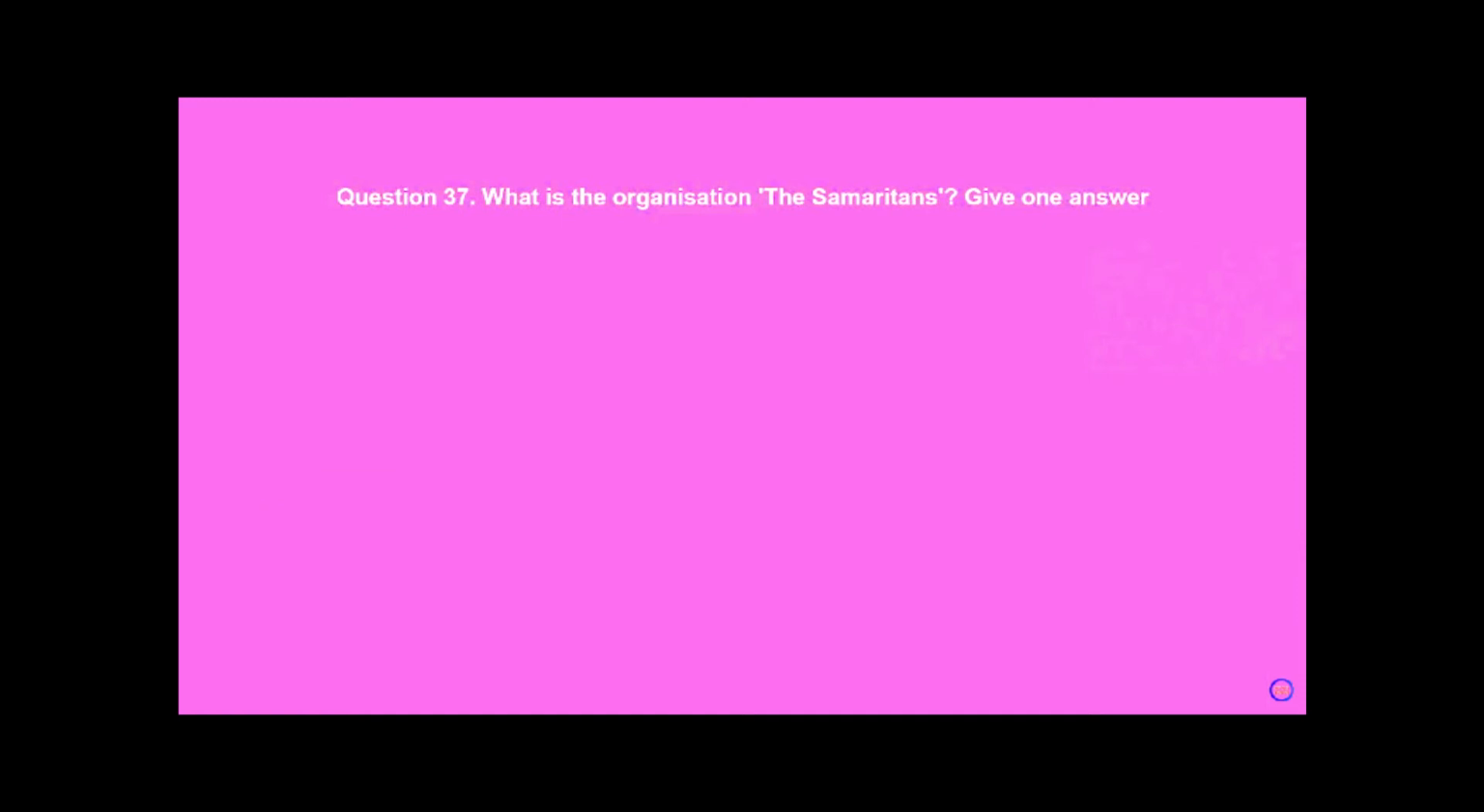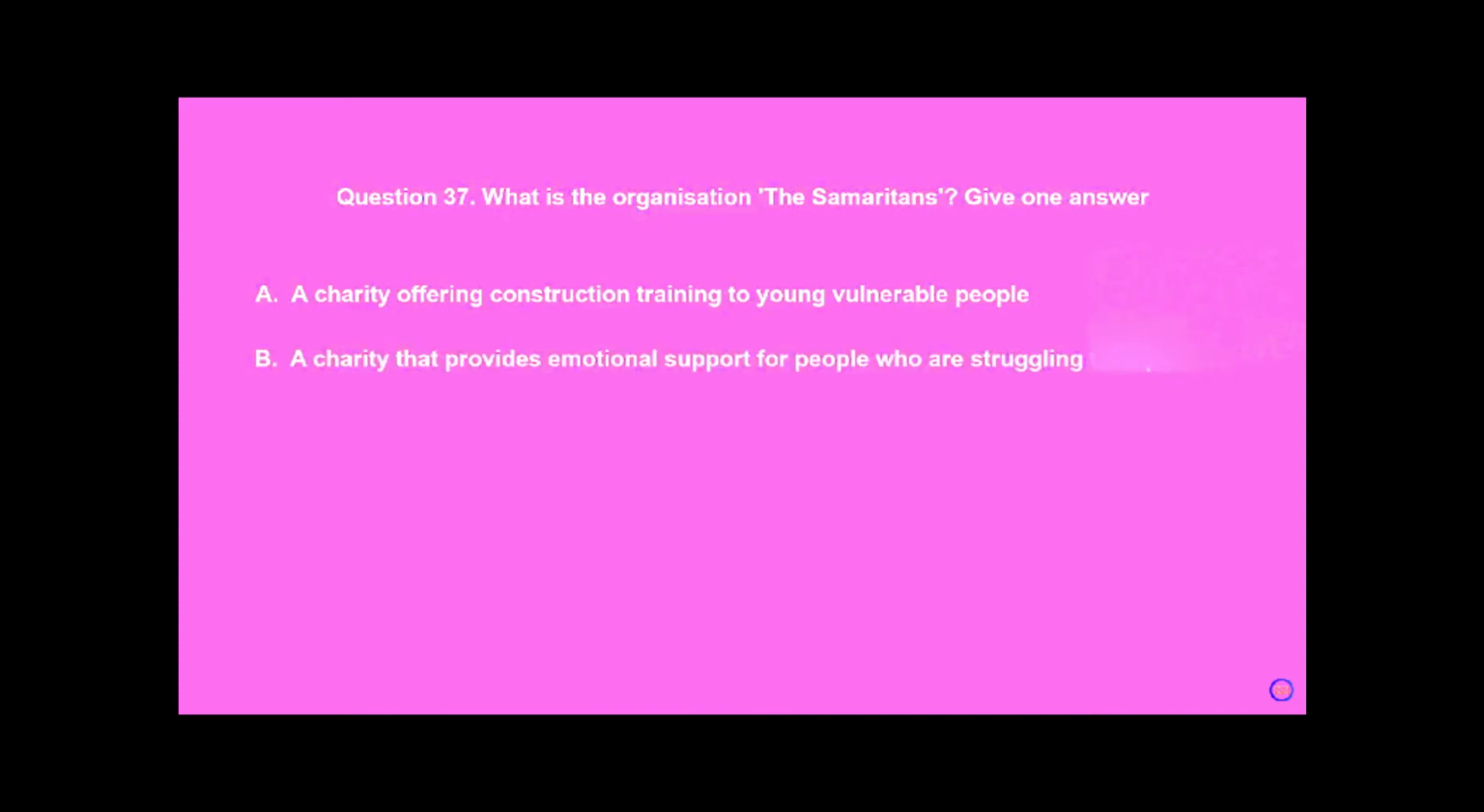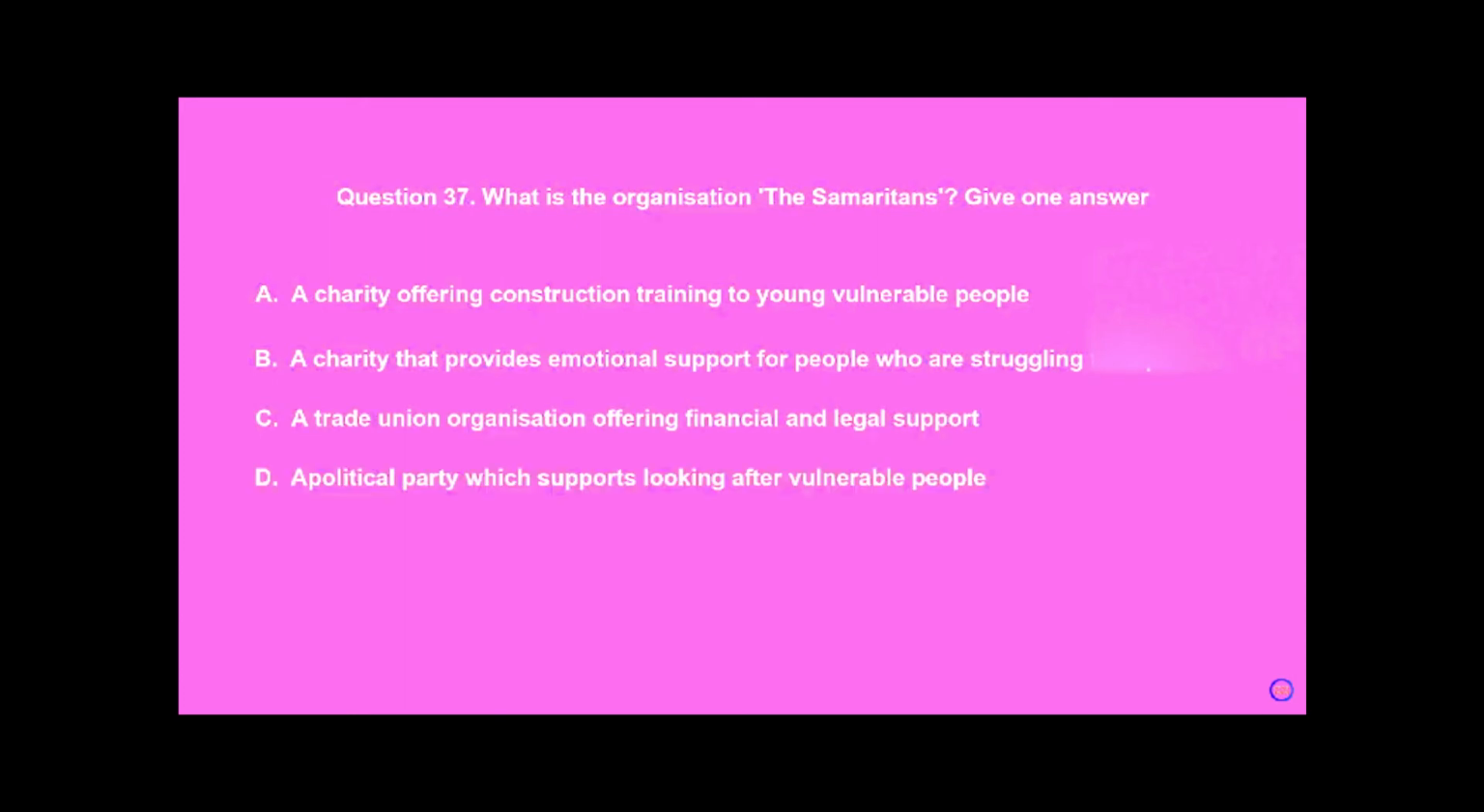Question 37. What is the organization The Samaritans? Give one answer. A. A charity offering construction training to young vulnerable people. B. A charity that provides emotional support for people who are struggling to cope. C. A trade union organization offering financial and legal support. D. A political party which supports looking after vulnerable people. The correct answer is B. A charity that provides emotional support for people who are struggling to cope.